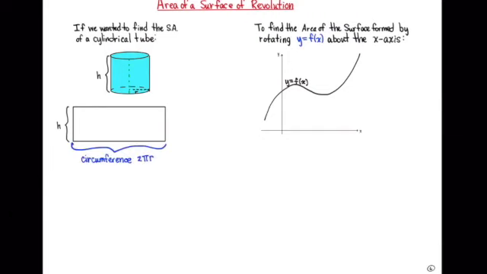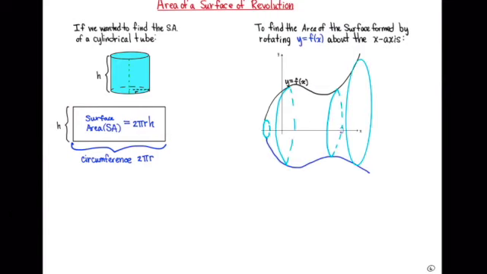That gives us, for our rectangle, a height of h and a circumference of 2 pi r. Length times width gives us area, so the surface area of the cylindrical tube is 2 pi rh. Now I point this out because in order to find the area of the surface formed by some function rotated about the x-axis or the y-axis, it's the exact same approach.